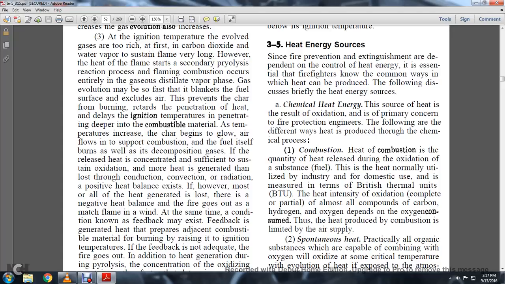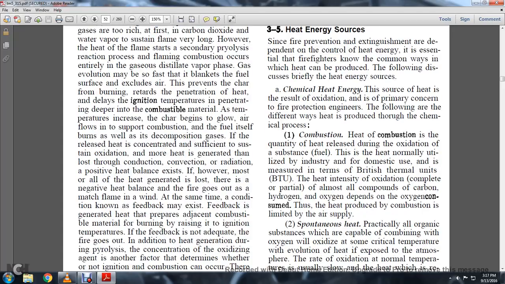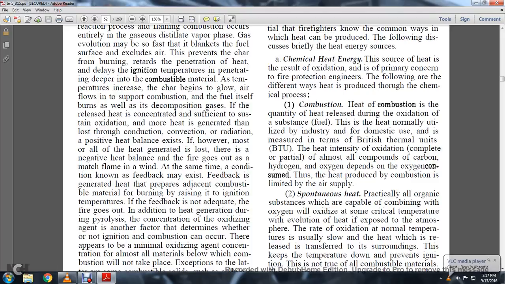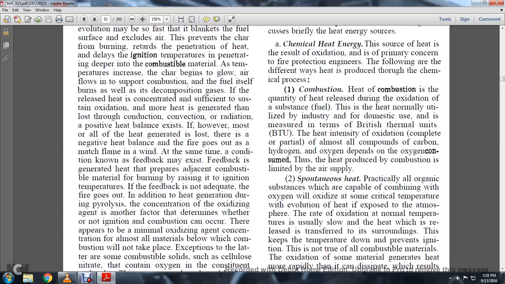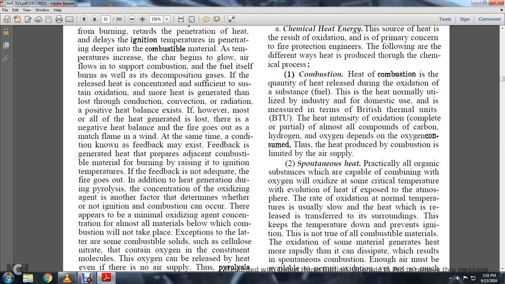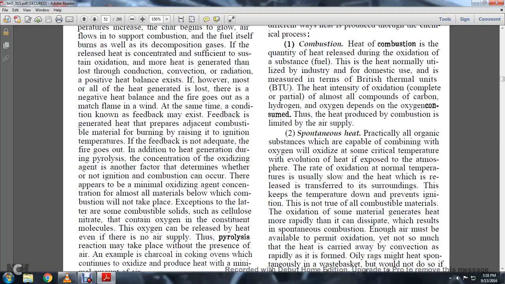Sometimes a condition known as feedback may exist, in which the generated heat prepares adjacent combustible material for burning by raising it toward its ignition temperature. If the feedback is not adequate, the fire goes out. In addition to the heat generation during pyrolysis, the concentration of the oxidizing agent is another factor in determining whether combustion can occur. There is a minimum oxidizing agent concentration for all materials, below which combustion will not take place.